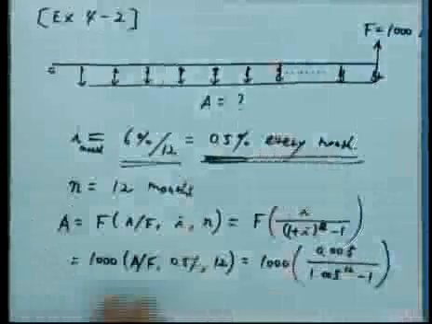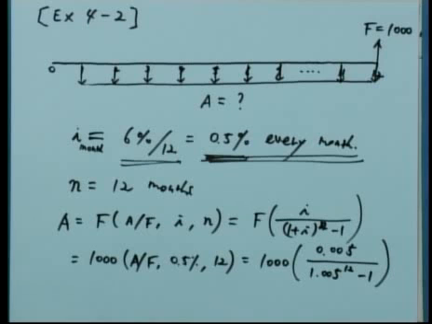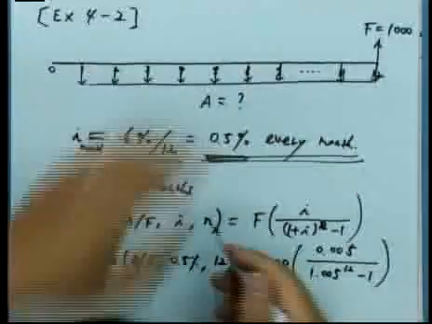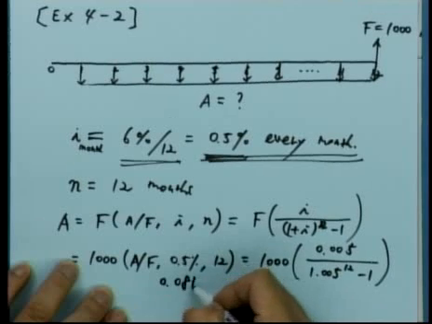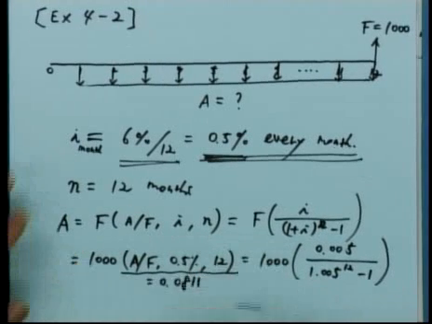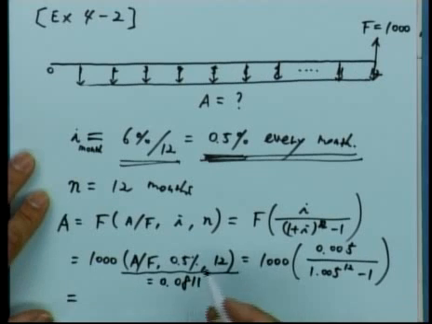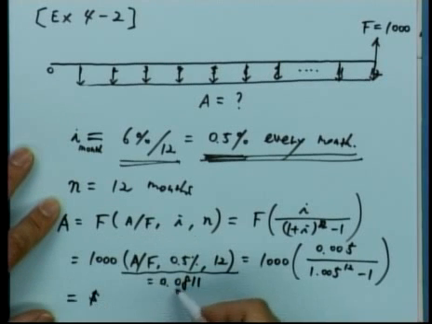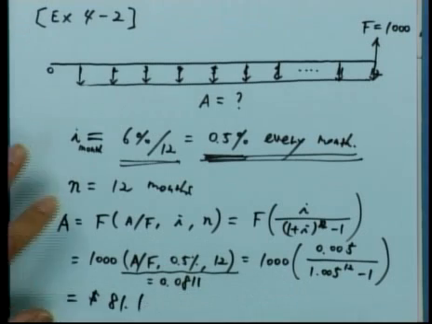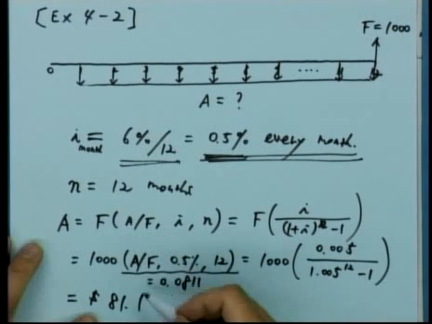And let's find this factor value. It's 0.5% and A given F over 12 periods, 12 months, which is 0.0811. This is 0.0811. So how much is that? $81.10. Okay.